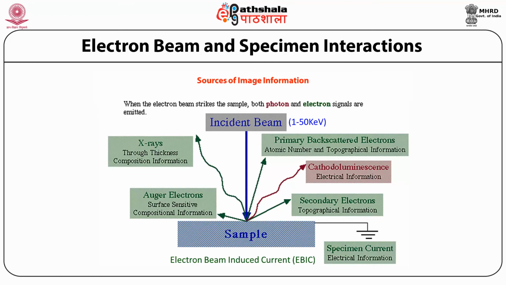There may be the emission of X-rays through thickness. There may be the emission of primary backscattered electrons, which may depend upon the atomic number and have topographical information. There may be the emission of cathodoluminescence, which has the electrical information. Then secondary electrons can also be emitted having topographical information. So this gives the overview of how the electron beam interacts with the specimen.